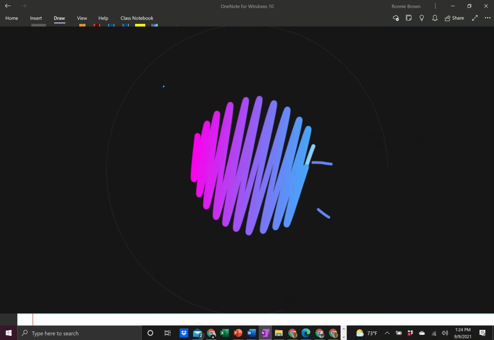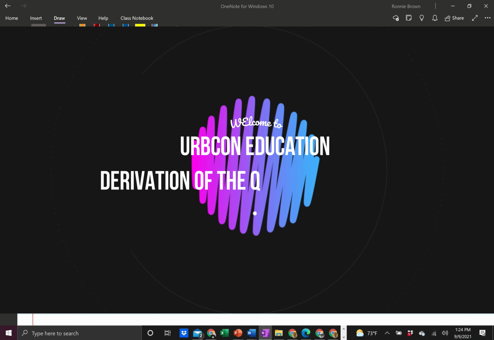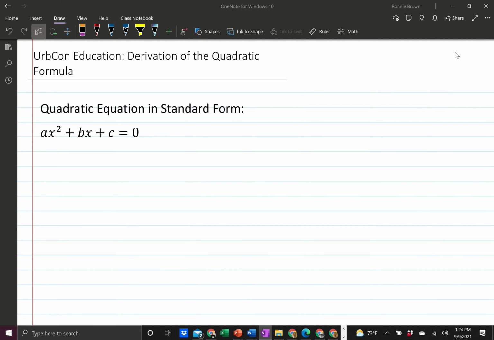In this mini lecture, we're going to show a quick derivation of the quadratic formula. We start off with a quadratic equation in standard form, ax squared plus bx plus c equals 0, as shown here. What we're going to do is apply the completing the square method to this equation in standard form, and then eventually that will lead us to the quadratic formula to show where it comes from.